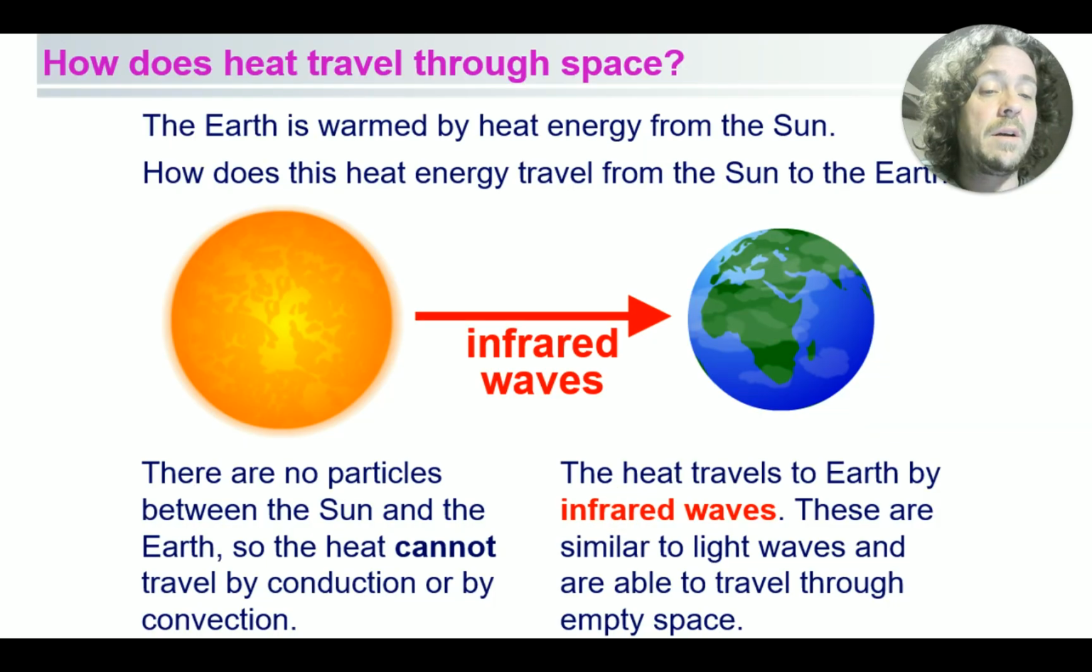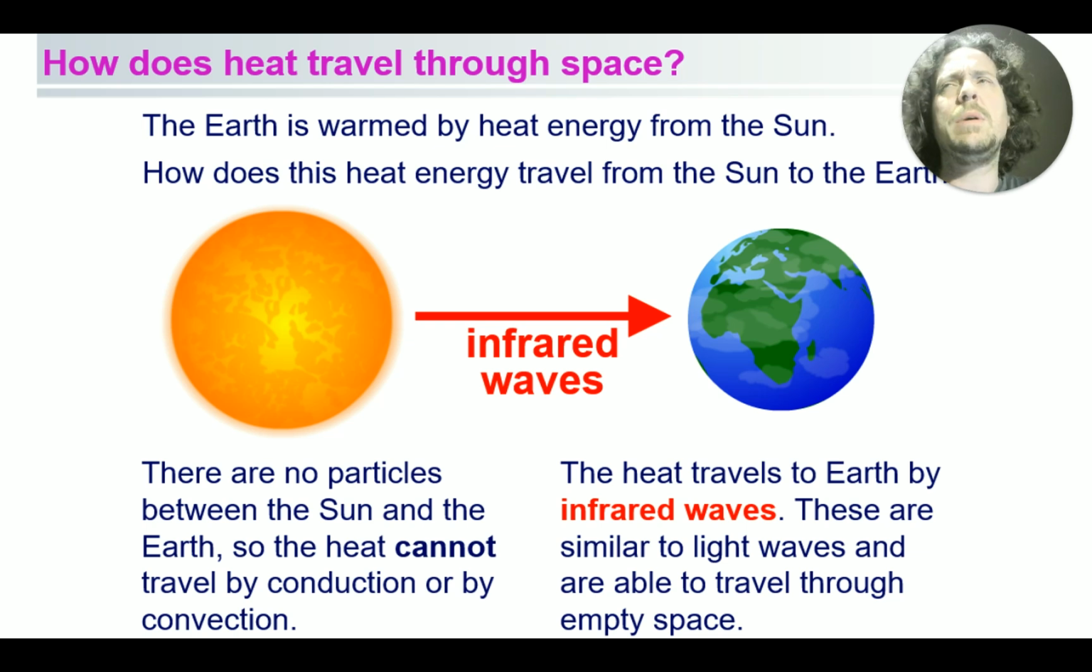Right, on to the last method of thermal energy transfer. This one's quite different to the other two, because the other two involve particles. But how does heat travel through space? Because I don't know what you know about space, but space contains no particles, no matter. It's not technically true. It's got a very small amount of matter in it, but for the most part, you can think of it as being a vacuum, completely empty.